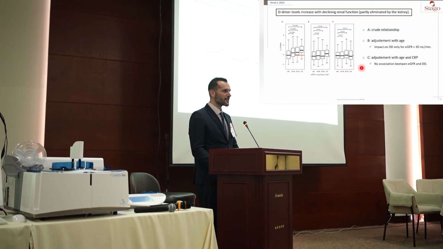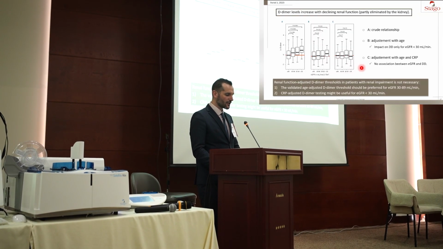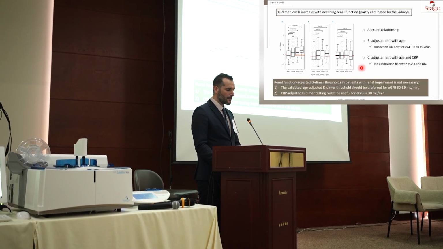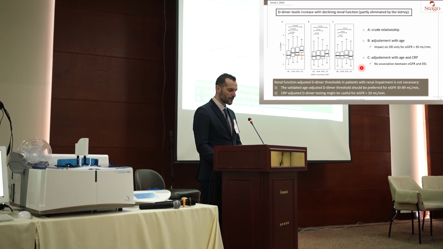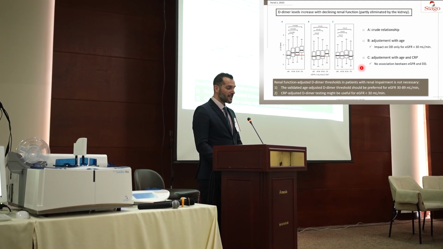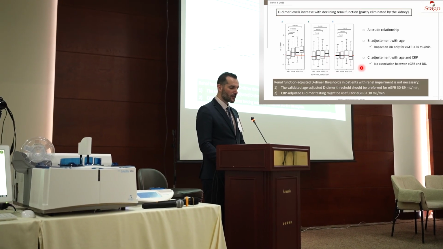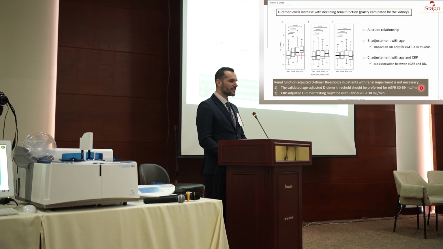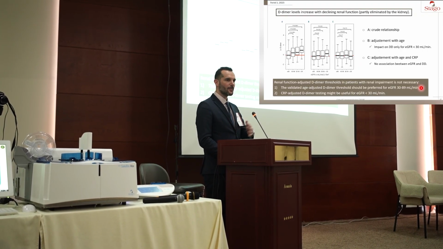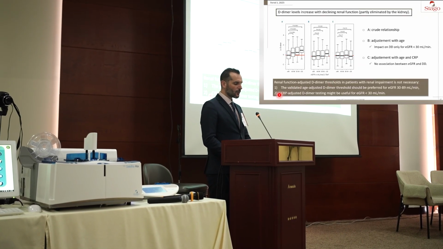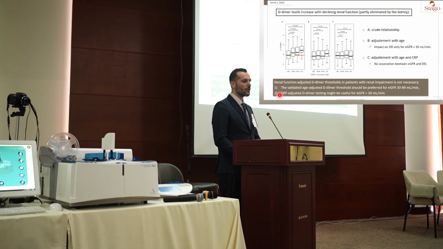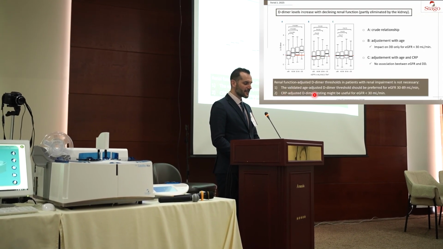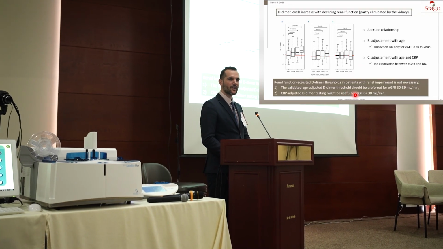So what is the takeaway of this slide? The takeaway is that renal function adjusted D-dimer thresholds in patients with renal impairment are not necessary. The validated age-adjusted D-dimer threshold should be preferred for patients with mild or moderate renal impairments. So this is a fact, and this is used by many people. And the second part, it's more a suggestion than a recommendation. CRP-adjusted D-dimer testing might be useful for patients with severe renal impairments.